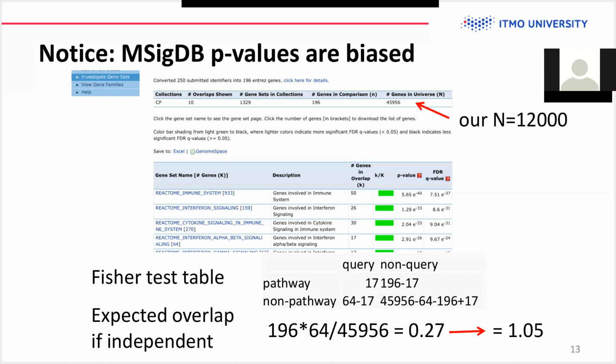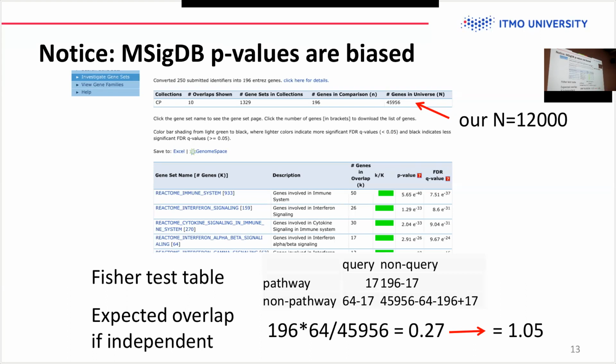An important part here is that the universe MSigDB uses is 45K genes, and the universe we had in our analysis is actually 12K genes. So we selected only the top expressed genes, we didn't use these 30,000 genes. And in particular, there can be additional overlapping genes and so on.